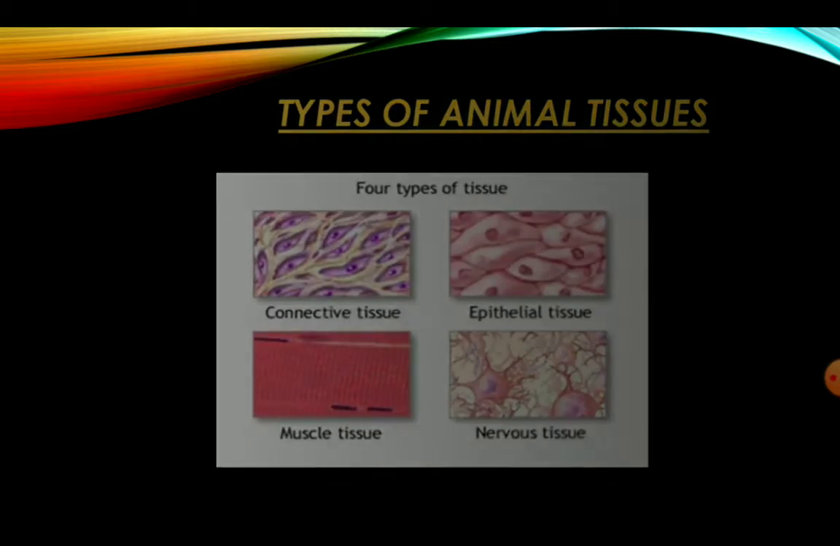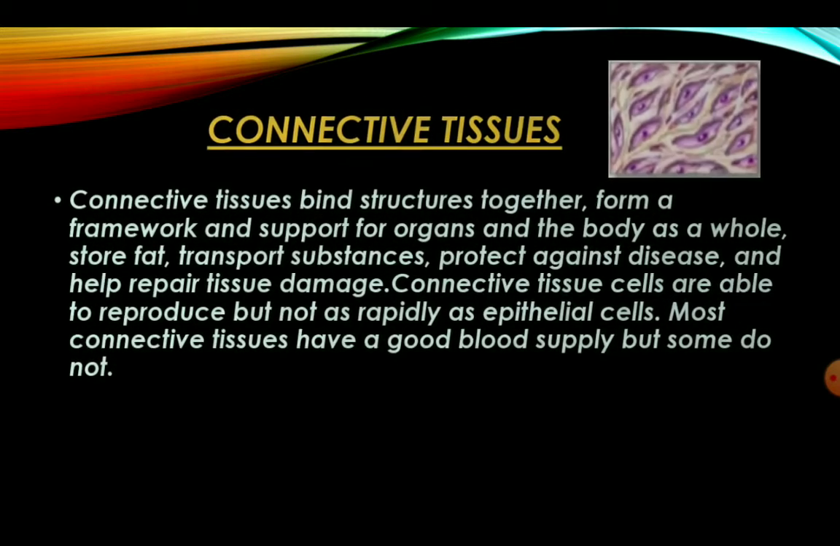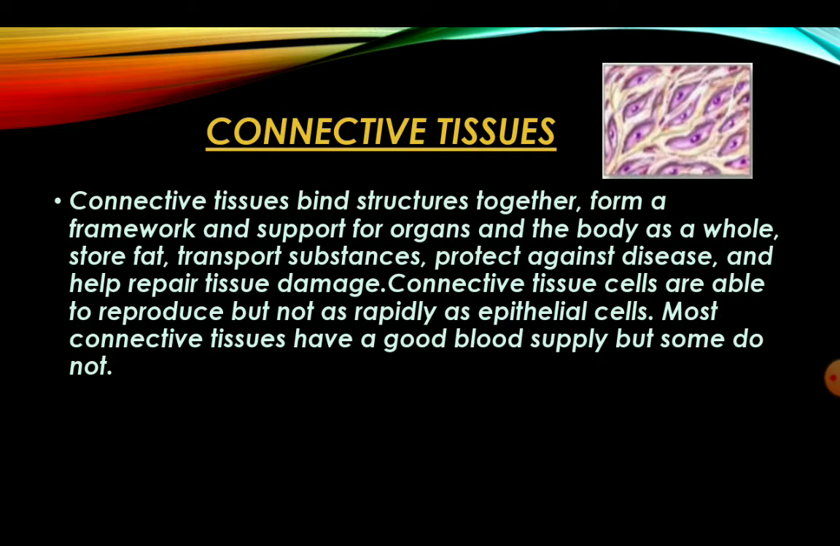Now, firstly, I'll explain connective tissues. Connective tissues bind structures together, form a framework and support for organs and the body as a whole, store fat, transport substances, protect against diseases, and help repair tissue damage. Connective tissue cells are able to reproduce but not as rapidly as epithelial cells. Most connective tissues have a good blood supply, but some do not.